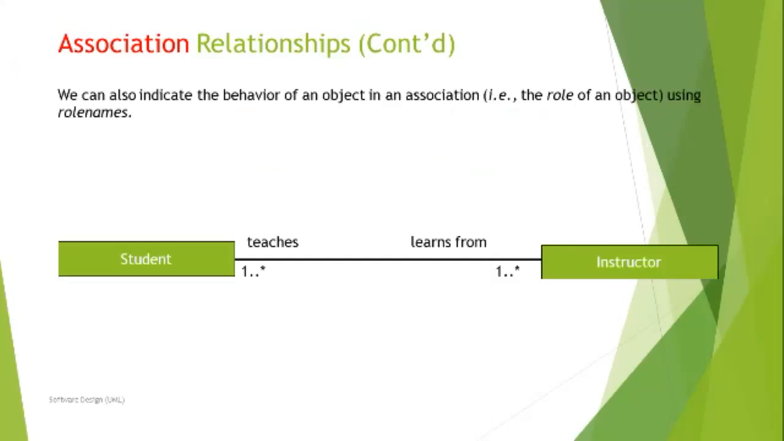Association relationship. We can also indicate the behavior of an object in an association, that is the role of an object, using role names. Here, student and instructor: teaches, learns from is denoted by this notation.